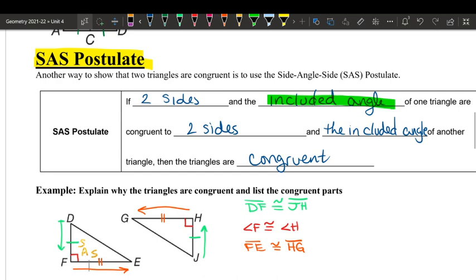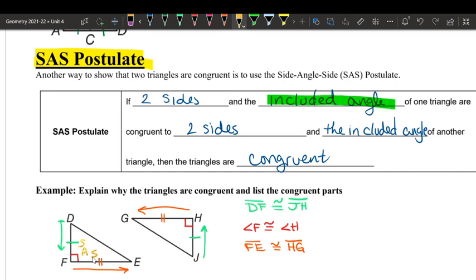Side, angle, side. Now some of them, like on Thursday, we're going to have angle, angle, side, and that's not the same forwards and backwards. So if you read it backwards, then it's the same thing. I don't know. That probably didn't make any sense. I'll explain that in the next lesson.